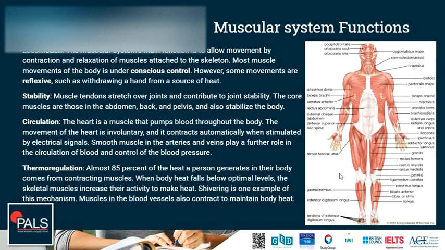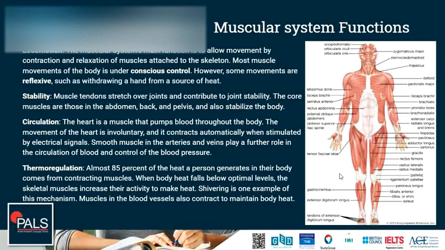Circulation. The heart is a muscle that pumps blood throughout the body. The movement of the heart is involuntary and it contracts automatically when stimulated by electrical signals. Smooth muscle in the arteries and veins plays another important role in the circulation of the blood by maintaining the blood pressure. We will have a closer look at this when we talk about the circulatory system.